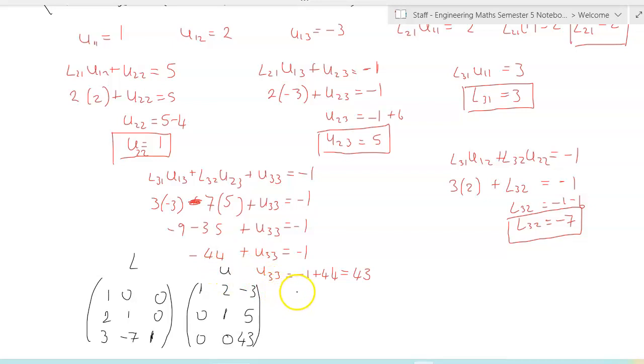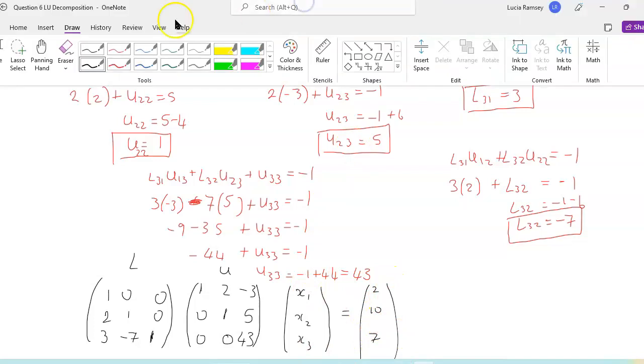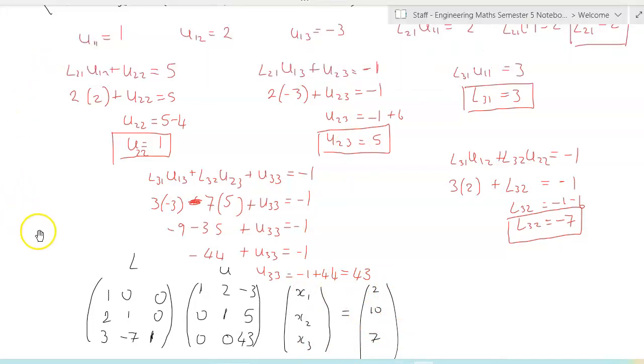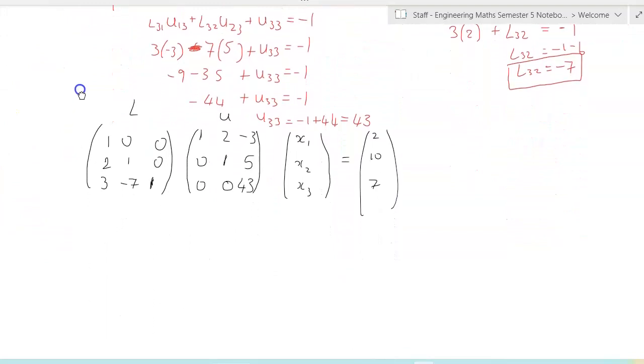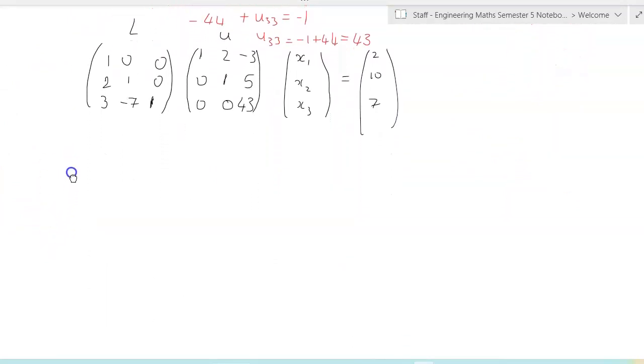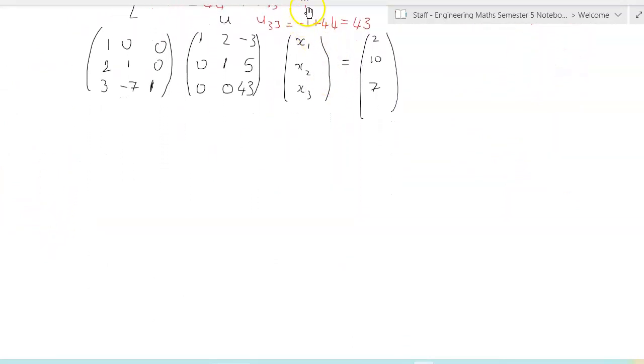And then if you wanted to say times x1, x2 and x3, it equals what we had at the beginning. So for B, which was 2, 10, and 7. So now, instead of having one matrix A, we have split it into two matrices, the lower triangular matrix and the upper triangular matrix. And that's what we're going to work with now.